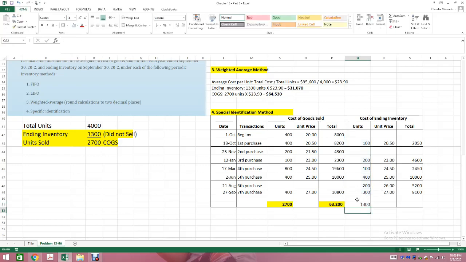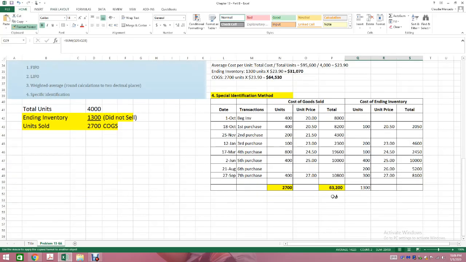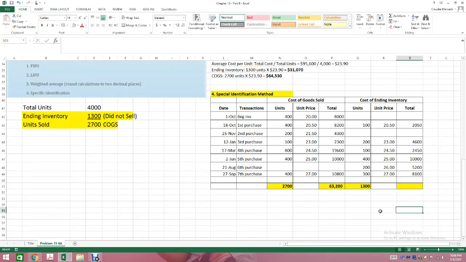Now for my ending inventory, I should have 1,300. Voila. Yes, I do. Regardless of the method that you use, you should have 1,300 units in your warehouse. That represents the quantity of goods that you did not sell that you still have available in your warehouse. What's the cost of those goods sitting in your warehouse? Well, the cost of those goods is $32,500.